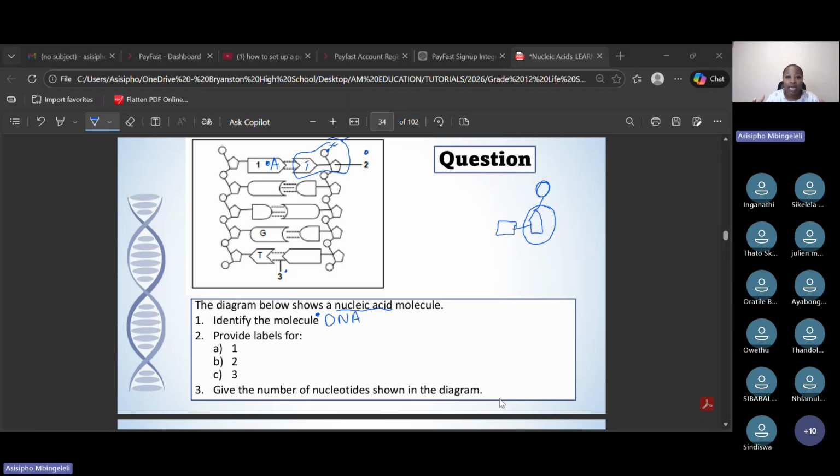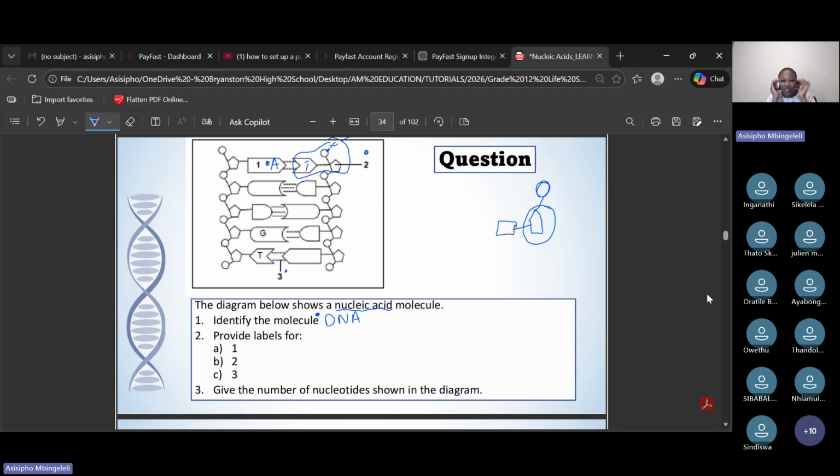If it's in a DNA molecule, you say deoxyribose sugar. I hope that is clear. Okay, then the last pentose sugar. I'm seeing a comment here from Akona: pentose sugar is a sugar for RNA. For the DNA molecule, which is the molecule that we have on the board, the sugar is deoxyribose.